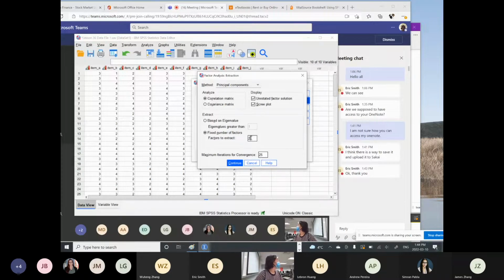Based on the graph and the eigenvalue that we got. Yeah, because with eigenvalue greater than 1, we found 2 factors during our first stage. Okay, and then from the drop-down menu, for the method, select maximum likelihood. And deselect the scree plot. Click Continue.